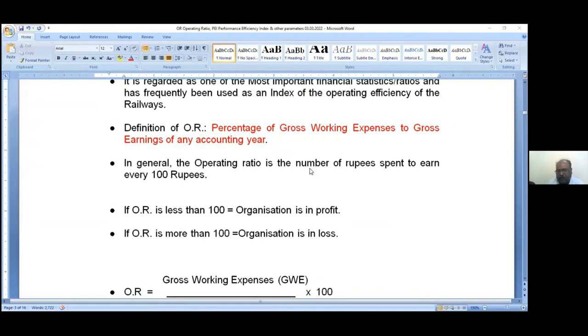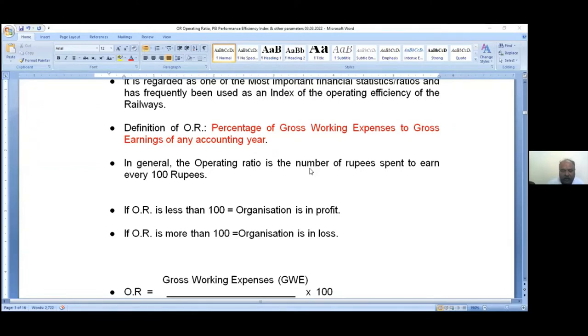Because reducing the gross working expenses is nothing but an increase in the surplus. Suppose 100 is earnings and the working expenses are 80 rupees. That means the surplus is 20 rupees. Suppose instead of 80 rupees it is 70 rupees, then the surplus increases from 20 to 30. 100 minus gross working expenses is equal to the surplus or net revenue. So in that case, it is in profit.